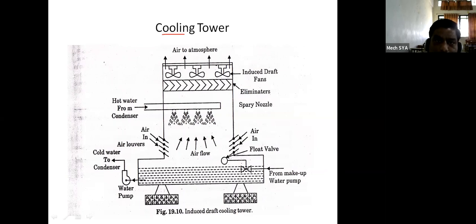Now this is a forced draft cooling tower. So this is the blower. Induced draft fans are used. These fans will pull the air in the upward direction, and due to that, air speed increases. And if air speed is increasing, the water cooling rate will become faster and faster. So air is entering from the bottom, water is sprayed from the top, and air is removed in the upward direction with force.